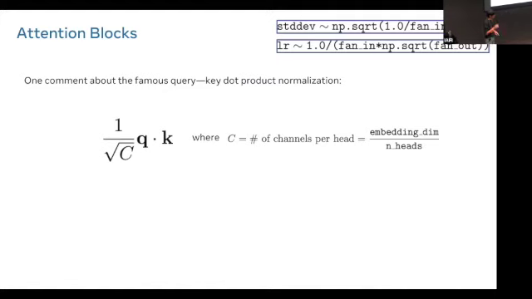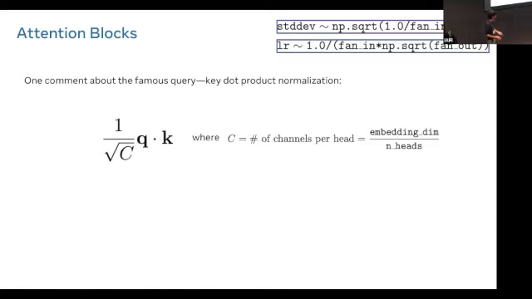If you know transformers, one comment I want to make is that there's this famous factor of 1 over C for the query-key dot product. Here, C is the number of channels per head, defined as embedding dimension divided by number of heads. This was in the original Attention Is All You Need paper, and actually the footnote has the right intuition. This is a random walk, so you should divide by the square root of that. Then you can do a more esoteric calculation to confirm such a simple intuition, and we do that in the paper.